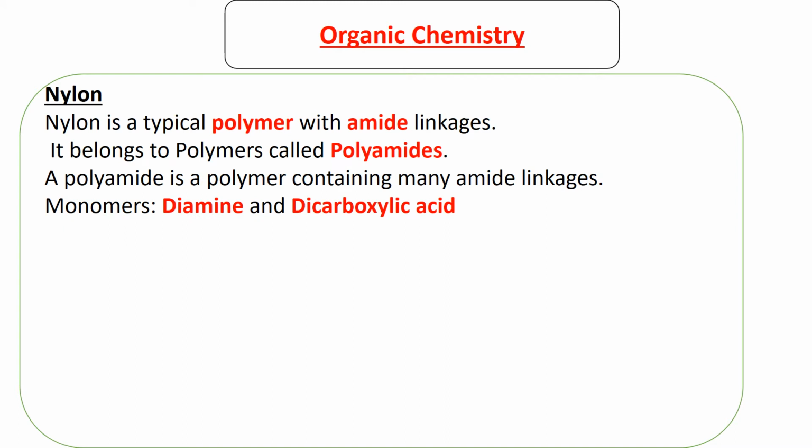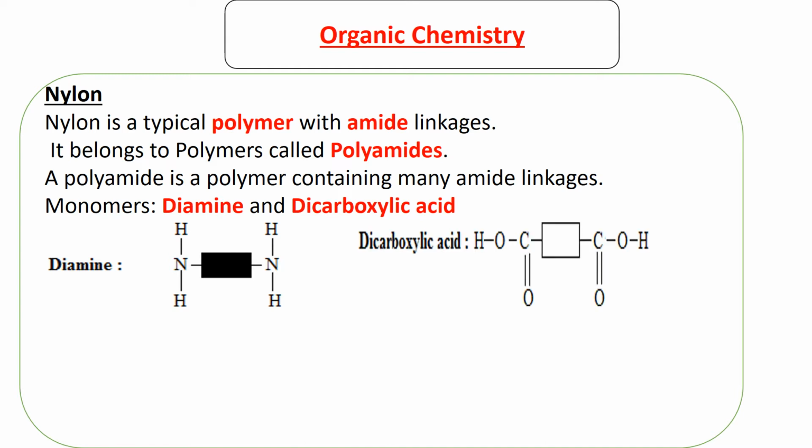So polyamides are simply polymers containing many amide linkages. The monomers for nylon are diamine and dicarboxylic acid. The linkage between diamine and dicarboxylic acid is called an amide linkage. So this is the formula for the structure for diamine, and this is for dicarboxylic acid. When the diamine and dicarboxylic acid combine, they form the amide linkage, which is this.